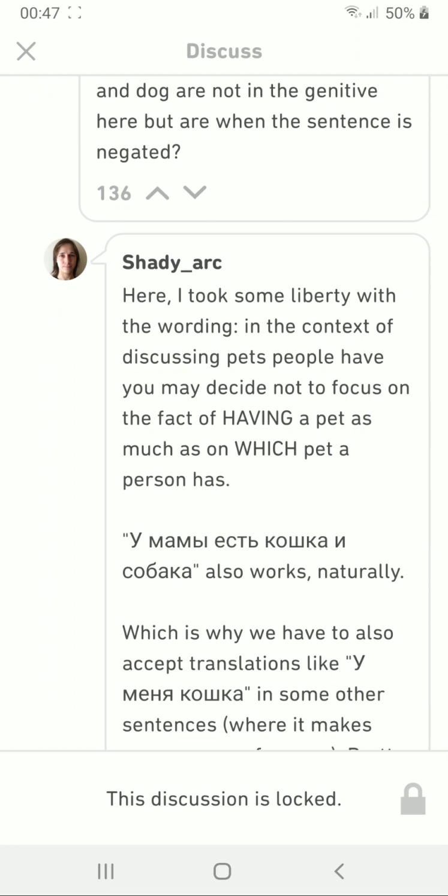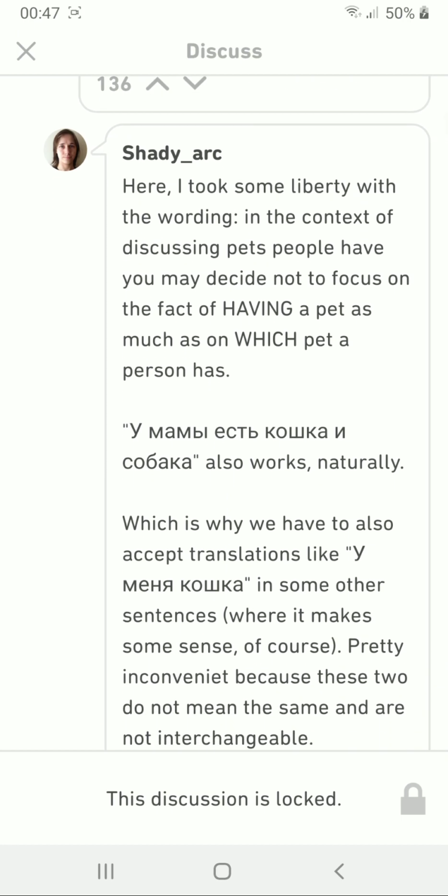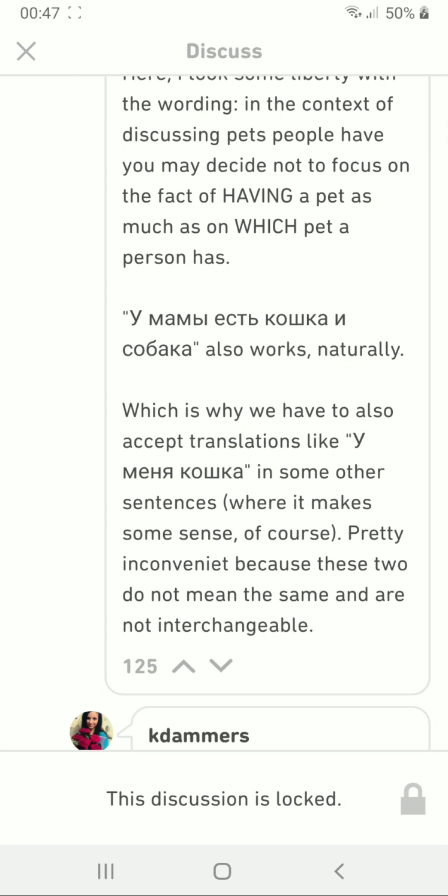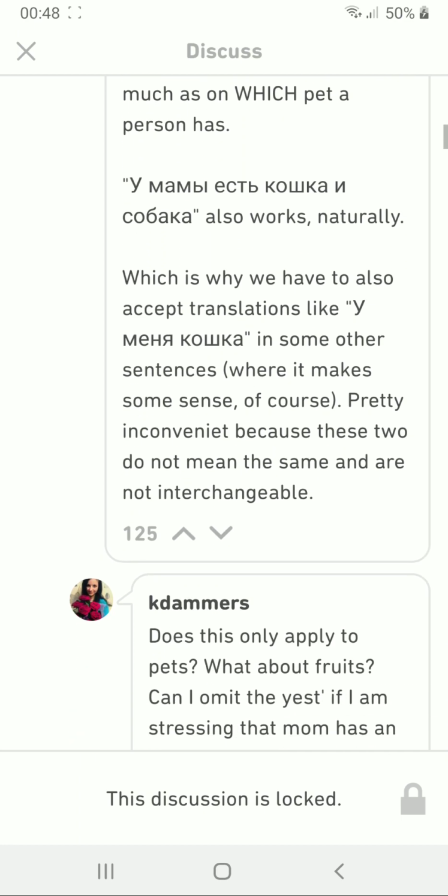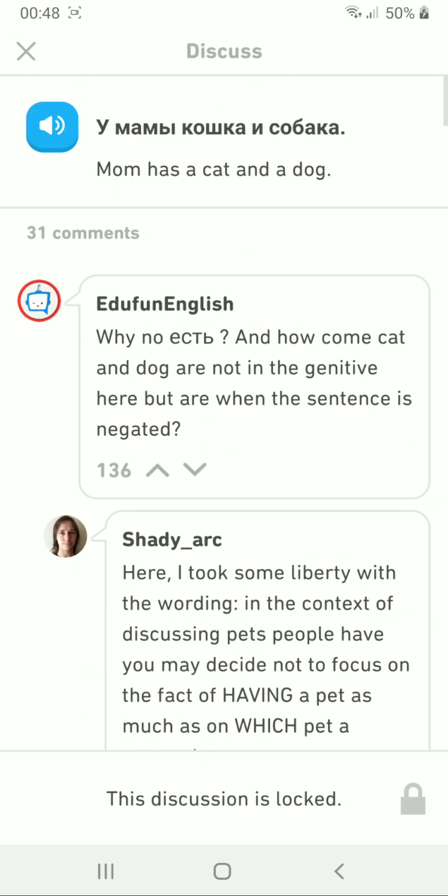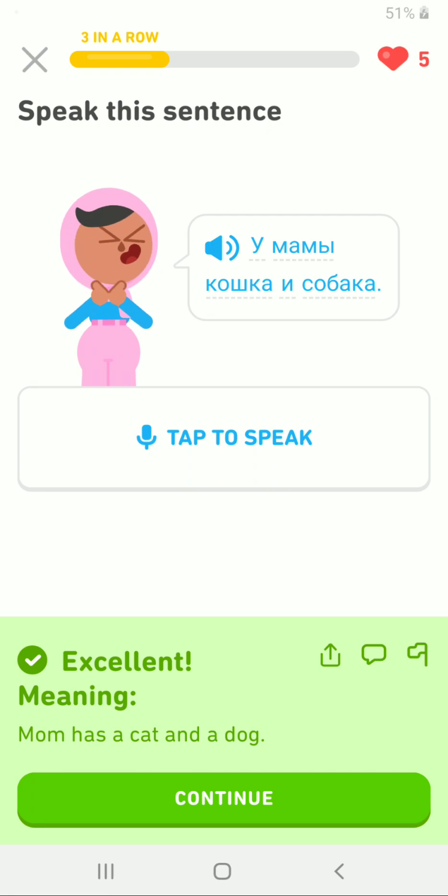In the context of discussing pets, people have, you may decide not to focus on the fact of having a pet as much as on which pet a person has. У мамы кошка и собака also works naturally. Which is why we have to also accept translations like "у меня кошка" in some other sentences where it makes more sense, of course. Pretty inconvenient because these two do not mean the same and are not interchangeable. Well, it says that it is not an error and blah blah blah. And you know, I think there should be the jest there.